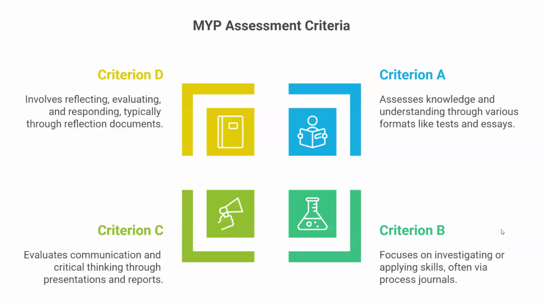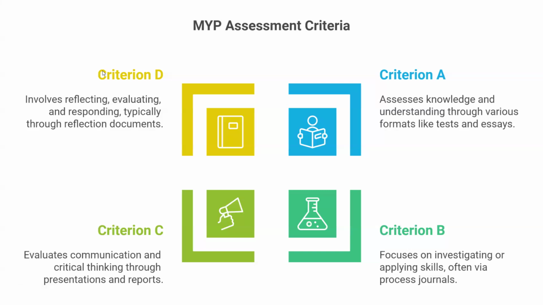Criterion B focuses on the skills of the subjects. If it is science, math, or humanities, it is through investigation and applying of the skills. And if it is design and art, it is through the process journal. So criterion B is assessed in this way. Criterion C mostly is about communication and the critical thinking part, and this can be through presentations and through reports.